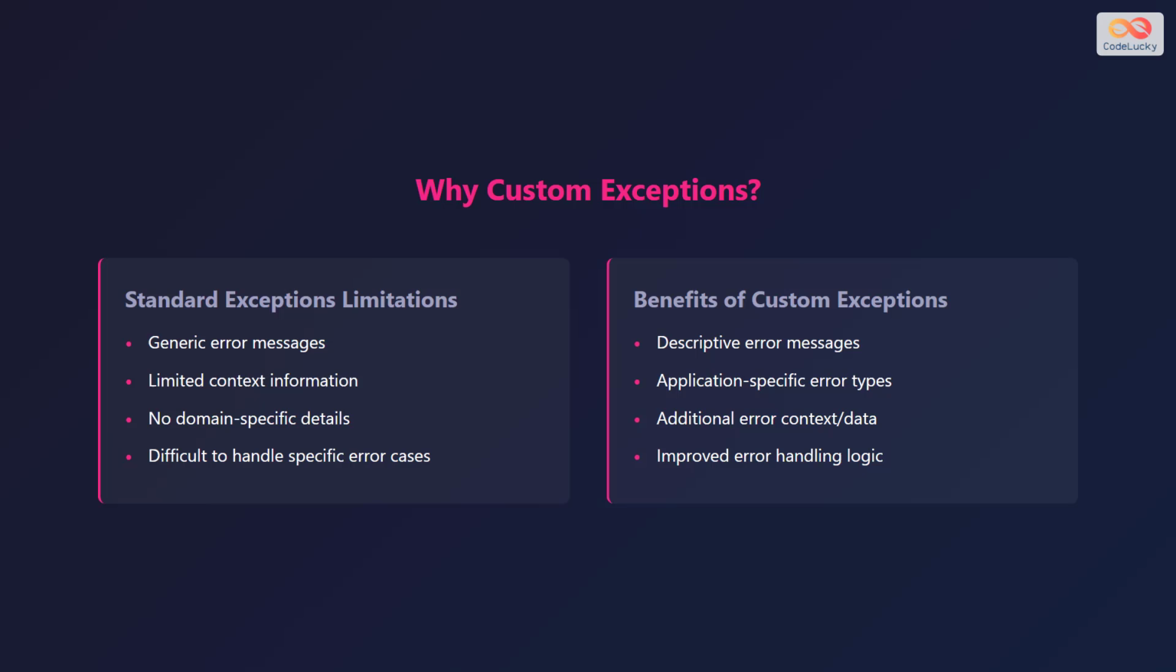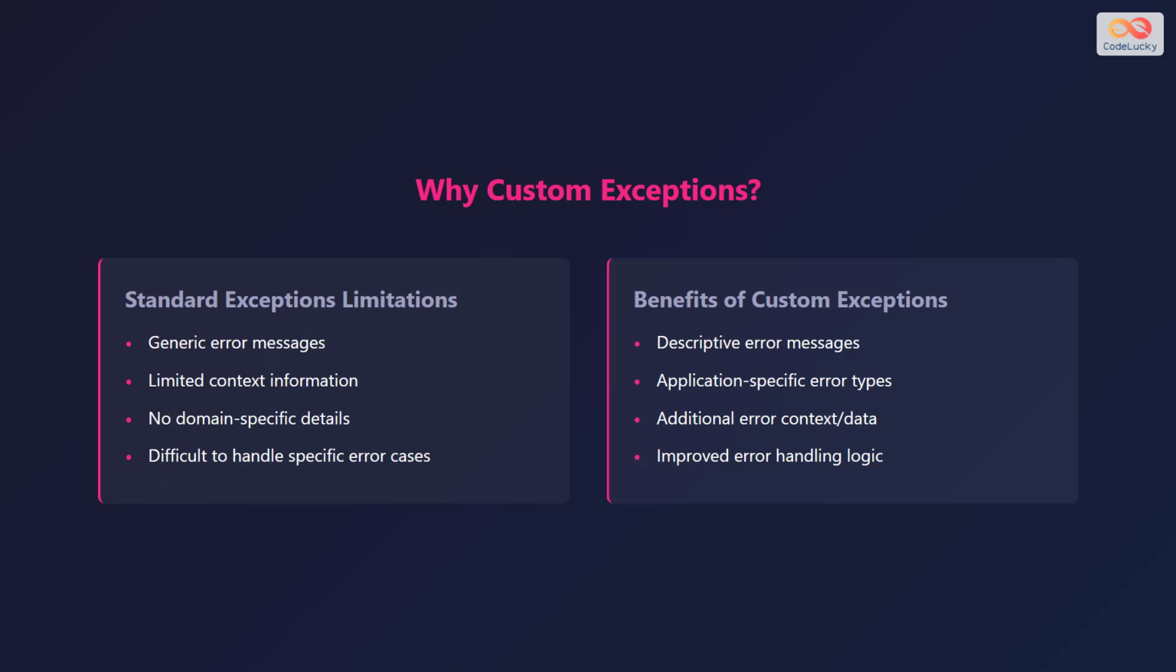Let's discuss why you should consider using custom exceptions in C++. Standard exceptions, while useful, have limitations. They often provide generic error messages and lack specific context information. They don't provide domain-specific details, and it becomes difficult to handle specific error cases.